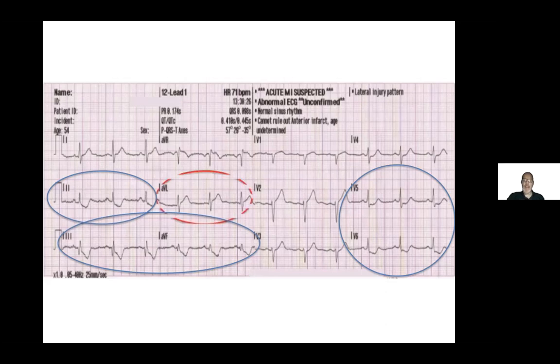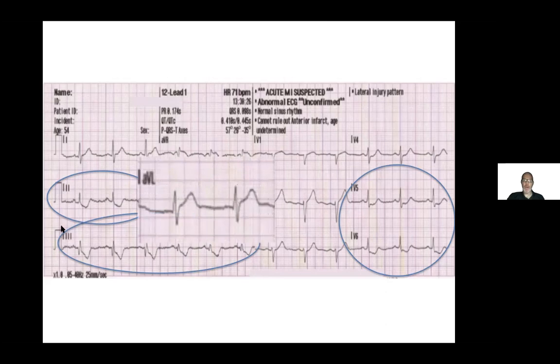If you look at lead AVL, and I'm going to blow it up for you here a little bit, there is about 1 to 1.5 millimeters of J-point elevation, and that T wave is hyperacute. That T wave is almost just as tall as the R wave is, and that is not a normal T wave.